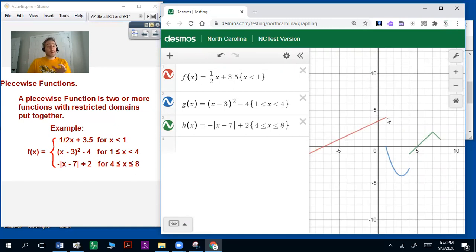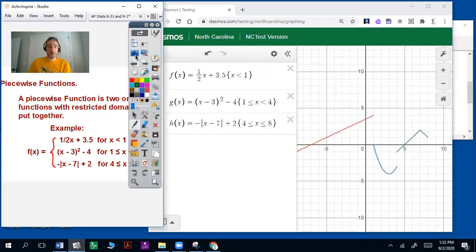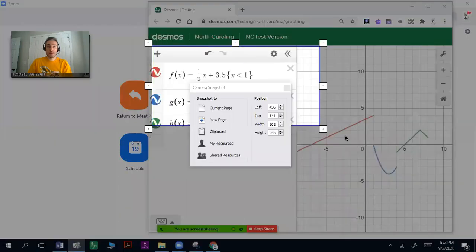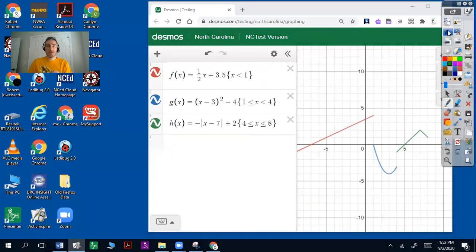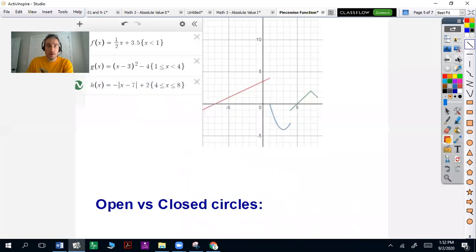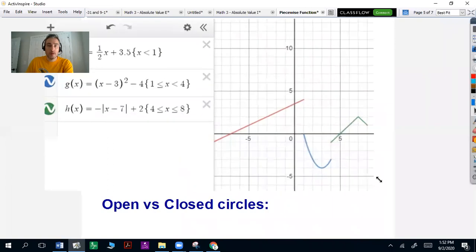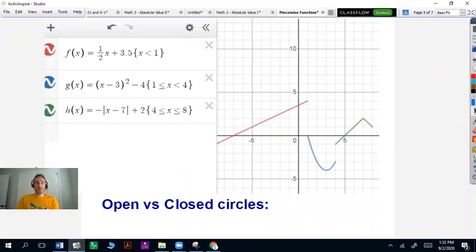Desmos will not always give you all the closed and open circles at the endpoint. So I have to show you how to do that. So I'm going to start by doing a screenshot of this. And we'll put this up here. What you have to add are open and closed circles.